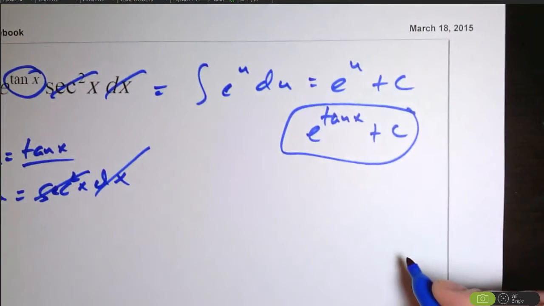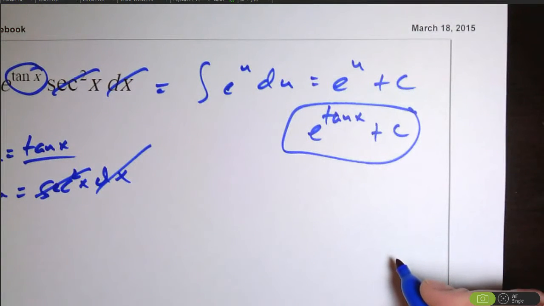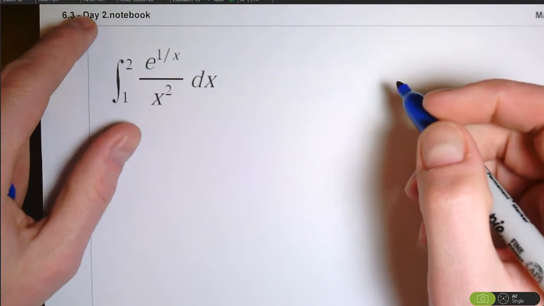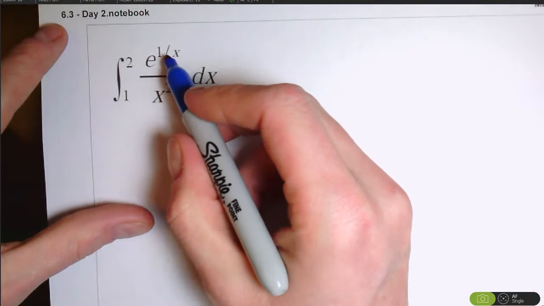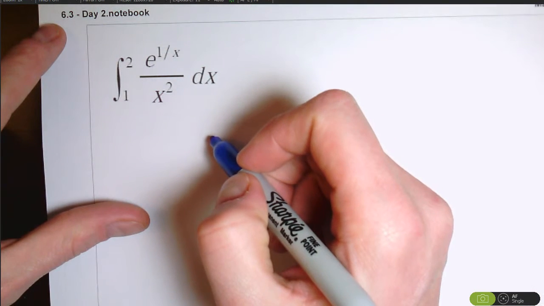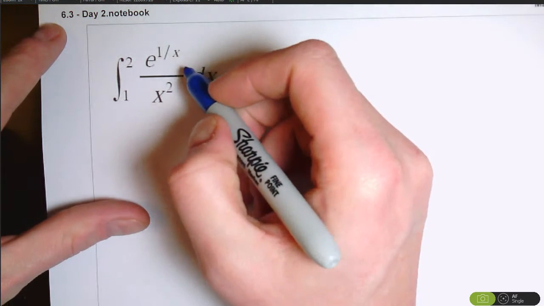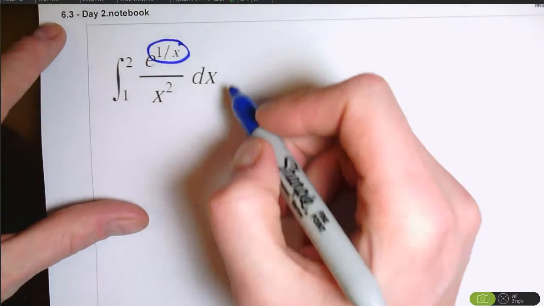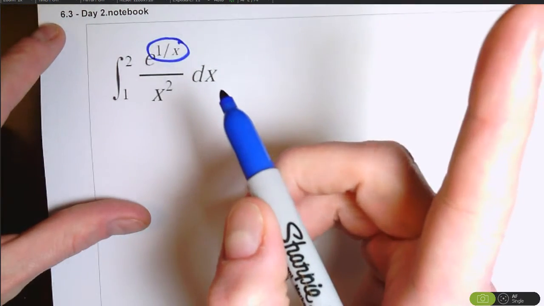There we go. E to the tangent x plus c. It's getting quicker and quicker. This guy here, you've got e to the 1 over x squared. Now, again, you might be saying to yourself, how do I know what u is going to be? If I'm just making a guess, I'll guess this because it's the exponent. That's true. That does work a lot of times.